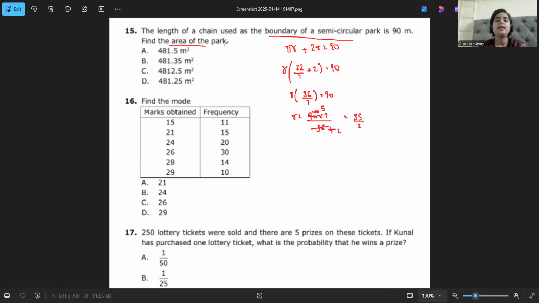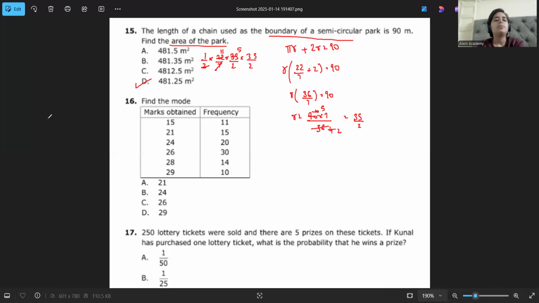Now I have to find the area of the park. The park is a semicircle, so its area would be half pi r square. 35 by 2 times 35 by 2. I solve this. This becomes 5. This becomes 11. I have 1 5, 1 5 2 5, 175. When we multiply it by 11 divided by 4, when we divide it completely, we get option number D, 481.25. This is again a repeat question from a previous video of this series only. You can write it in the comments which video it was if you remember.